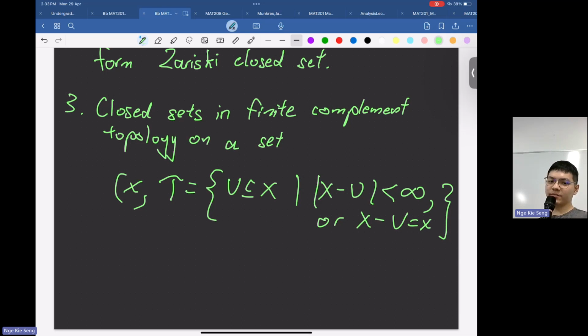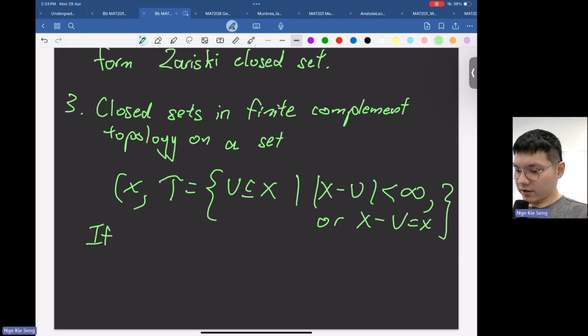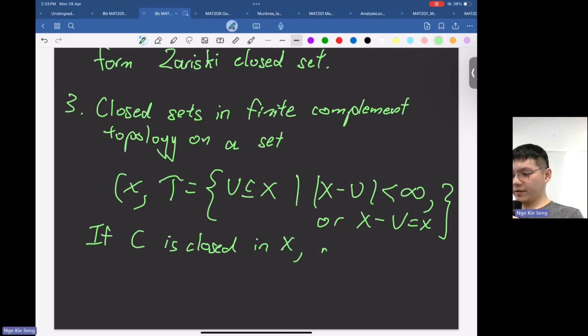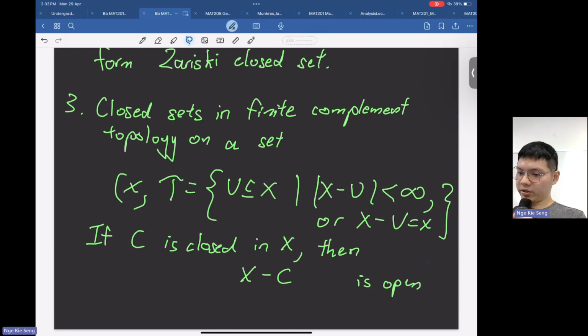So a closed set contains what? You try to think about it. So if, let's say, C is closed in X, meaning what? Then X minus C is open. Okay, meaning it is in the topology.